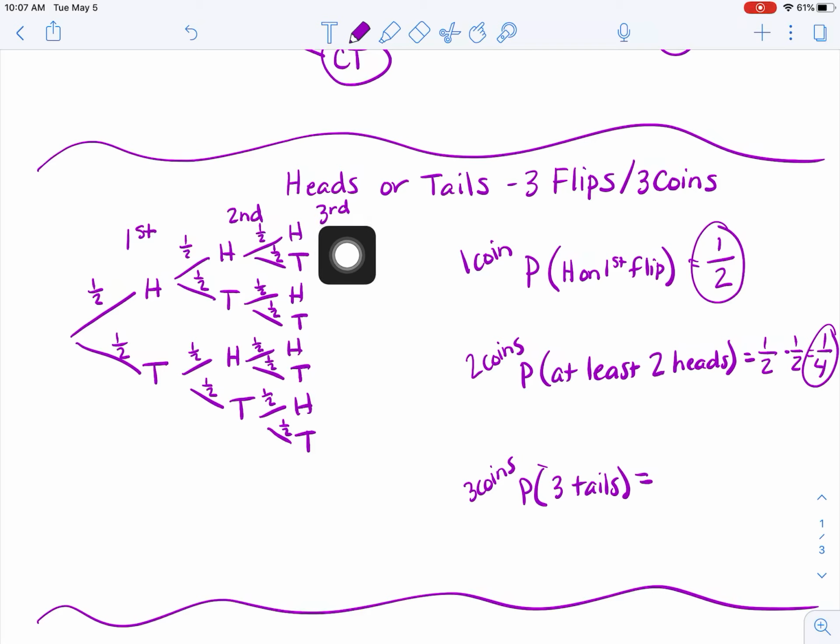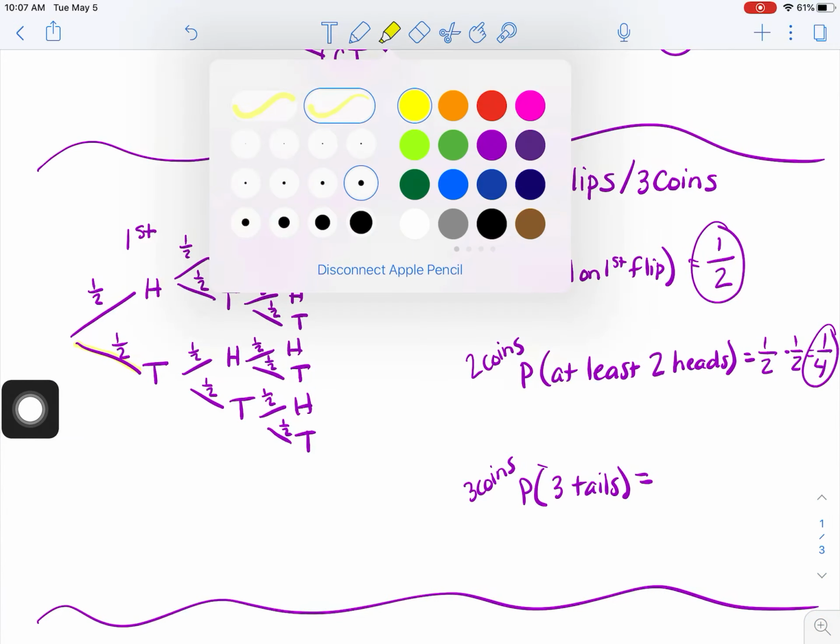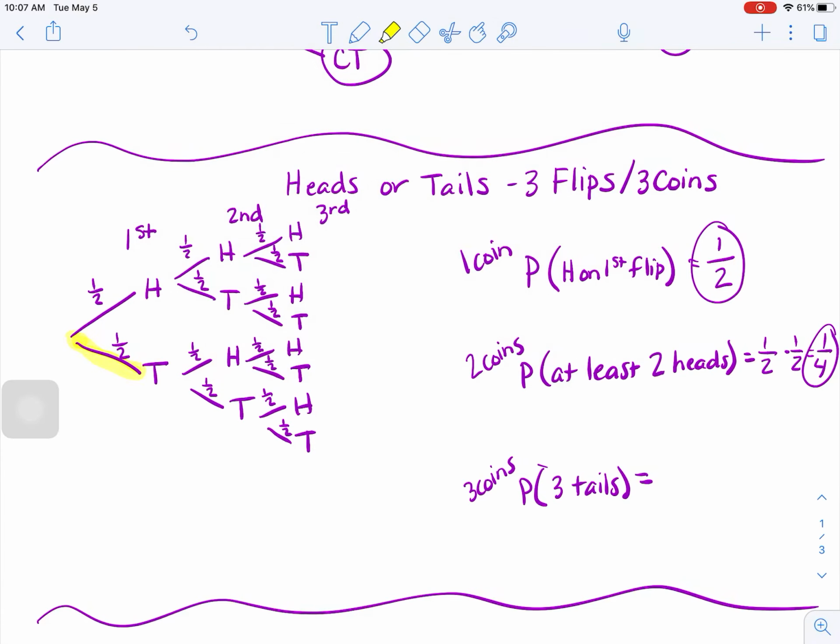So one way you can do that is, since I have my diagram already filled out, I could count there's 1, 2, 3, 4, 5, 6, 7, 8 total outcomes, and only one of those goes tail, tail, tail. Or in other words, if I follow this path, let me make that bigger. Only one option takes me to tail, tail, and then tail. So that's 1/2 times 1/2 times 1/2, which is going to get me to that 1/8.